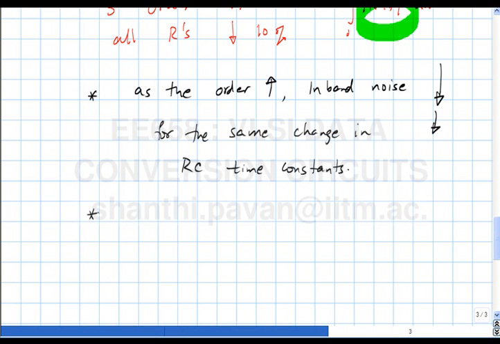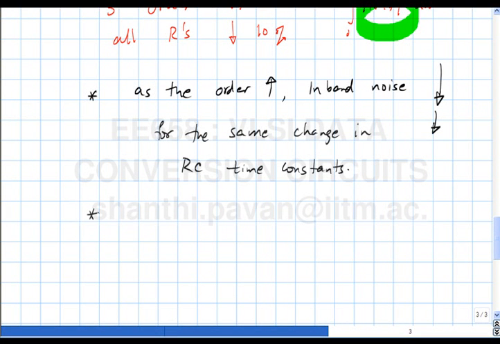So clearly, from this discussion we see that for a high order modulator, changing the RC time constants by a small amount is enough to change the in-band behavior by a large amount because of the number of integrators in the loop.